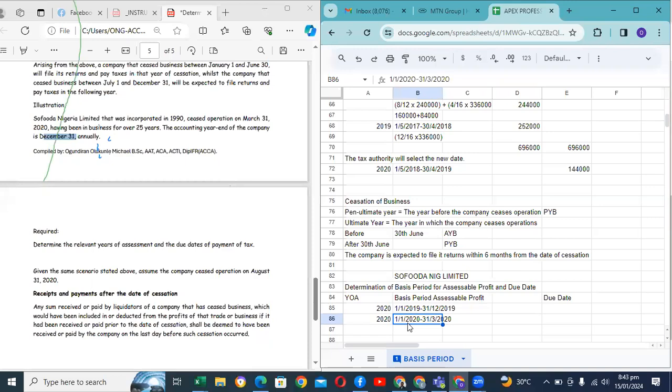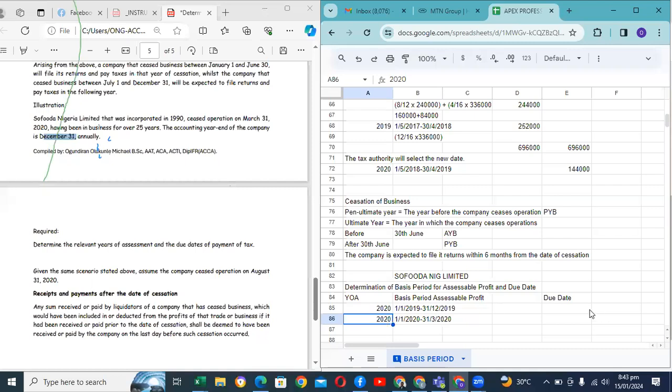But the question is, did it cease before 30th June? If your answer is yes, then it is going to be on actual year basis. And we said for actual year basis, the same year that ends the basis period will be the year of assessment. Do you get it now?